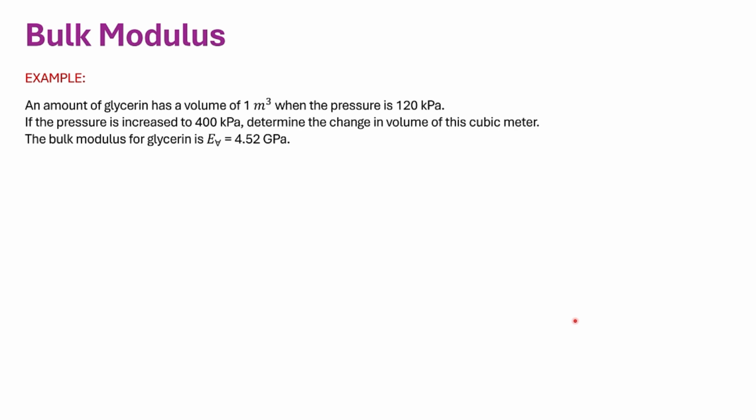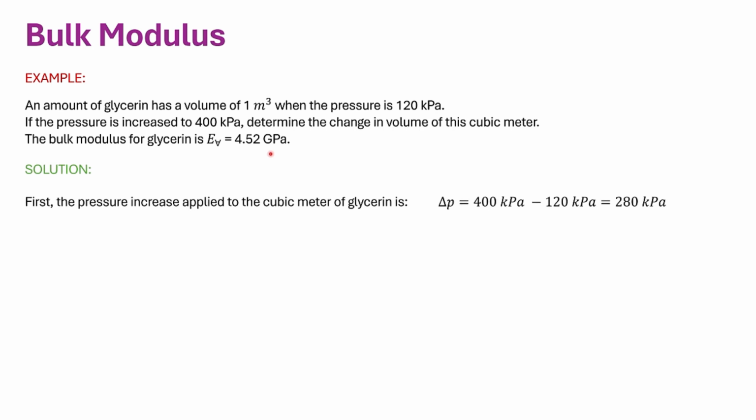Another example: an amount of glycerin has a volume of 1 meter cubed when the pressure is 120 kilopascals. If the pressure is increased to 400 kilopascals, determine the change in volume of this cubic meter. The bulk modulus for glycerin is E sub V equals 4.52 gigapascals. All right, let's look at the solution.